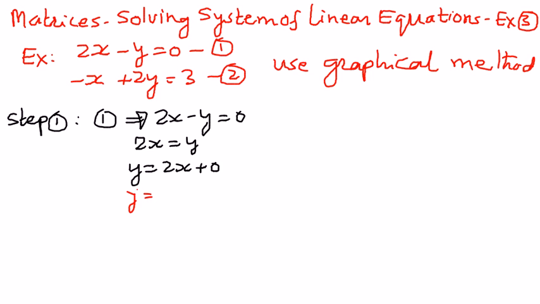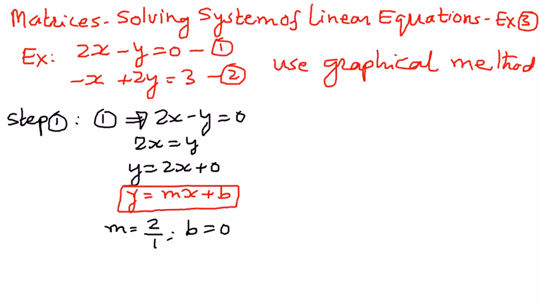y is equal to mx plus b. In here, m is 2 over 1 and the value of b is equal to 0. We've identified the slope and identified the y-intercept. We'll do the same thing for equation 2, and then we'll go back to our graph sheet and plot it out.